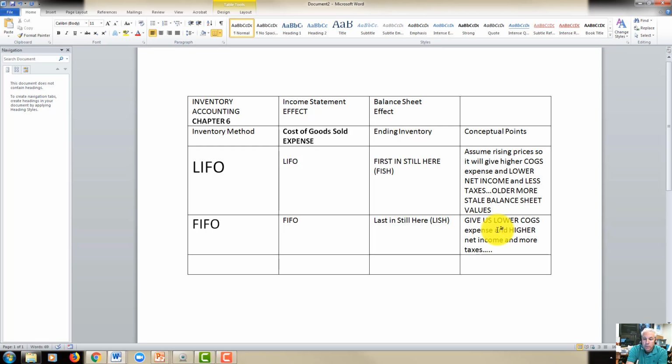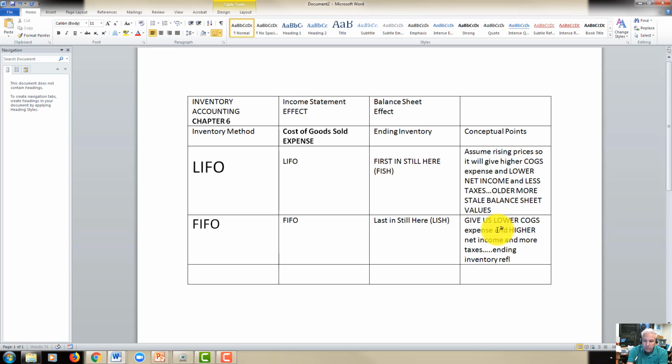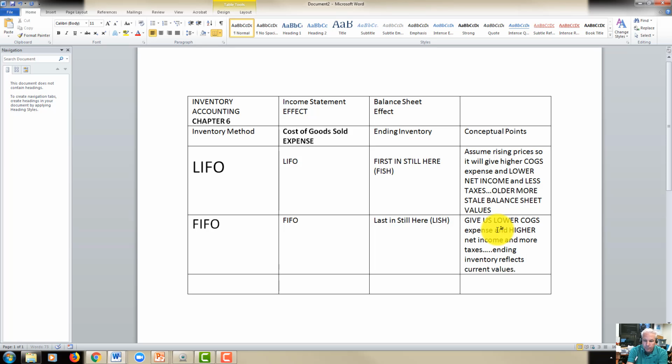So the good news is that our balance sheet, last in, still here, our ending inventory, reflects current values. So FIFO is desirable from a balance sheet perspective, but LIFO is desirable from an income statement view because it gives us a better matching of our expenses to our revenues.